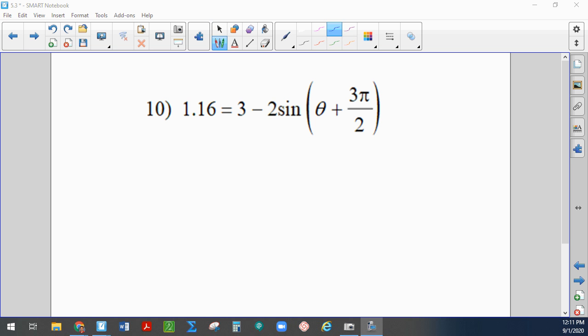All right, this is another example, and this one's going to be a little bit trickier because there's a horizontal shift on the graph. So we start the same way. We're going to subtract 3 on both sides. So 1.16 minus 3 is negative 1.84.